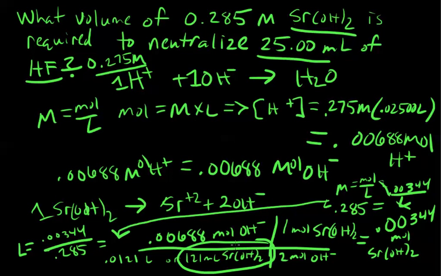Alright, sorry, that came into a big mess. Now, the key thing that you have to do here, though, is once you have moles of hydroxide, you have to look at strontium hydroxide's formula, and you have to know that for every 2 moles of hydroxide, you only get 1 mole of strontium hydroxide. So you got to make sure you do that, or you're going to be off by, it's going to be double what it should be.